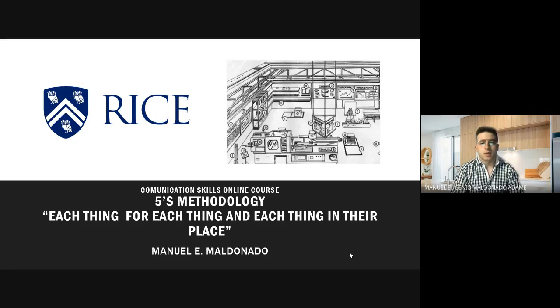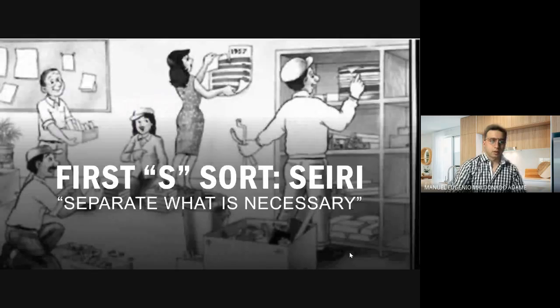Today we're going to talk about the 5S methodology, which says a place for each thing and each thing in its place. Well, we've got the first S, sort, Seiri in Japanese: separate what is necessary.